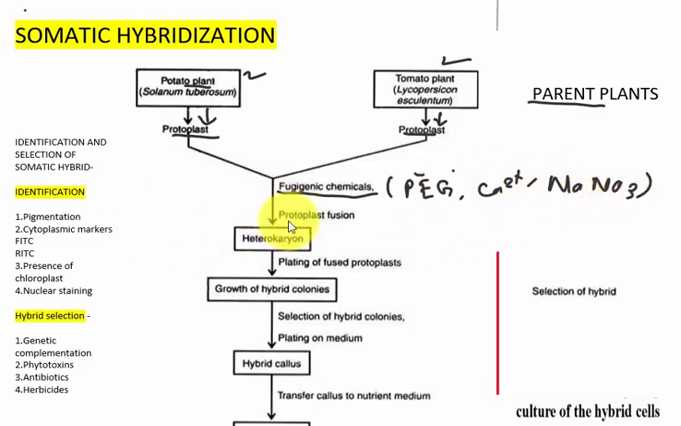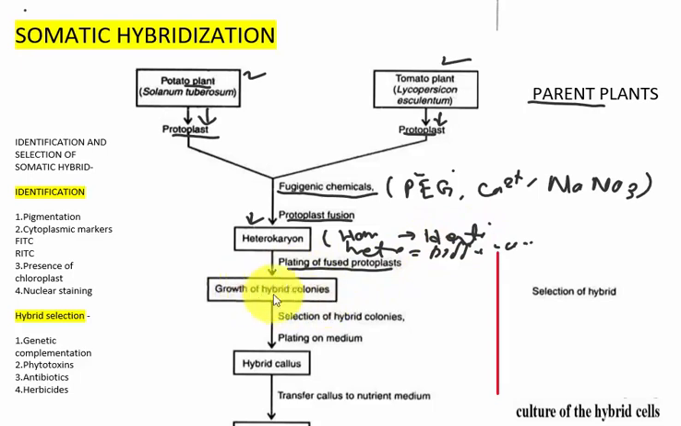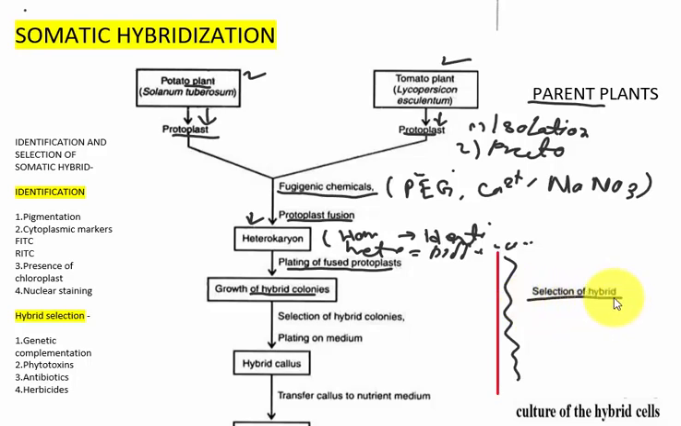So then the protoplast fusion occurs, and this will lead to the heterokaryon. It doesn't contain the identical nucleus, whereas homokaryon means which contains the identical nucleus. Then plating of the fused protoplast, then the growth of the hybrid colonies, then the selection of the hybrid. So we have discussed first the isolation, then protoplast fusion, that is the second step. Then the third step is the selection of the hybrid.